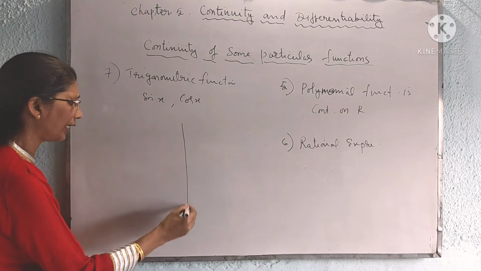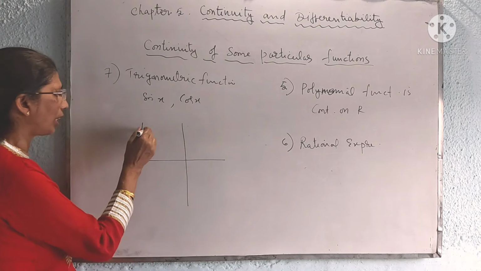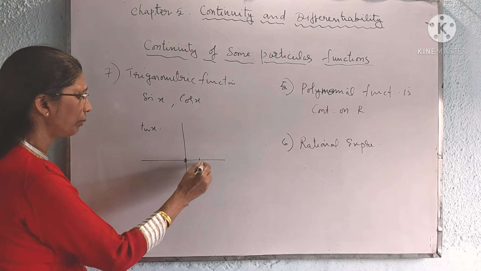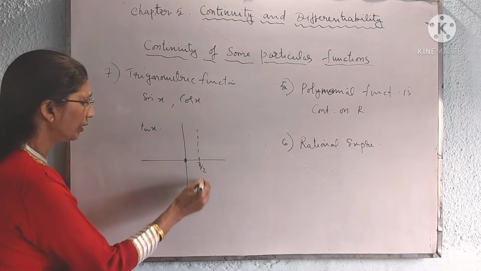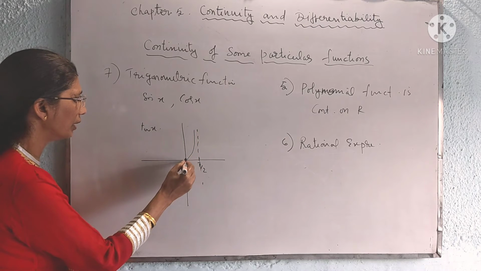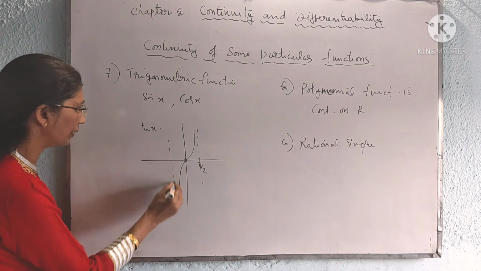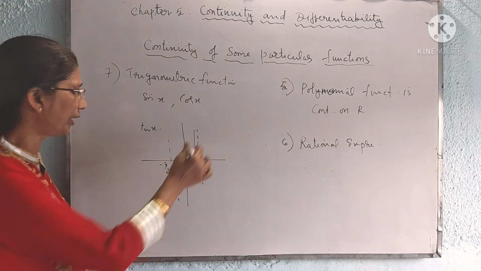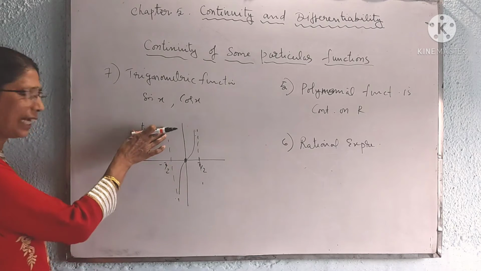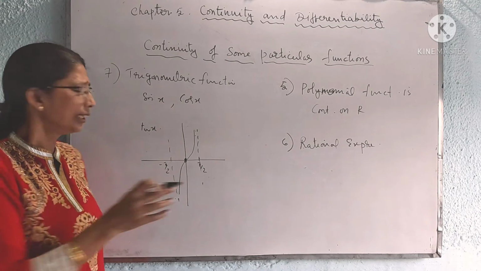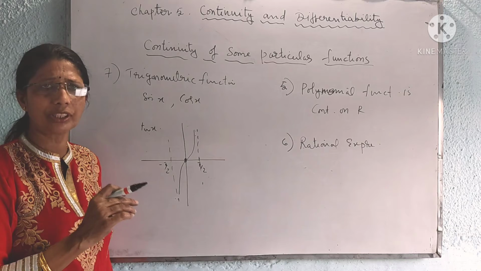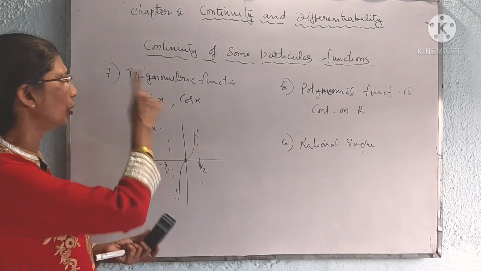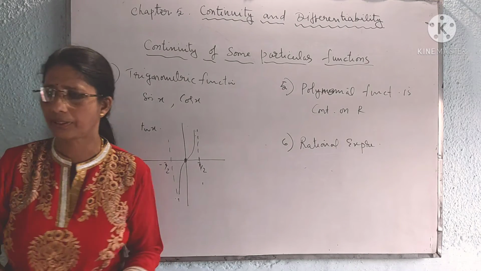You know that tan x. This is the graph of tan x. When it is coming to 90 degrees, pi by 2, and this is minus pi by 2, there is no continuation. Here a gap is coming. That means tan x, cot x, these trigonometric functions are continuous only on a particular domain. These are the continuity of some particular functions.